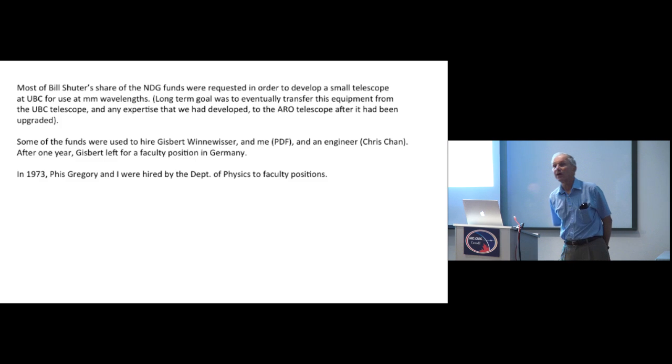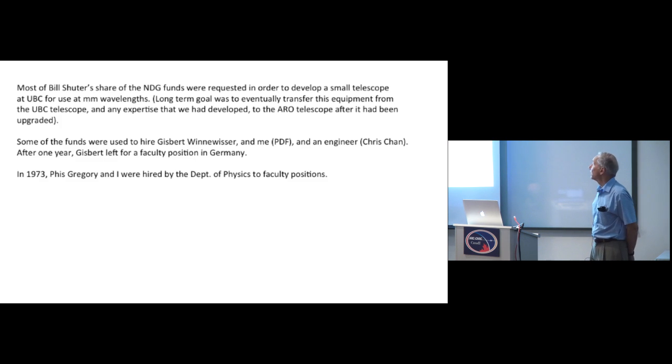Bill Shooter had this idea in mind to build a telescope to operate at millimeter wavelengths, and to develop the receiver, and the expertise needed to run this observatory, and then eventually to transfer the equipment and any expertise we had gained to the Algonquin Radio Observatory, because the surface had been planned to be upgraded.